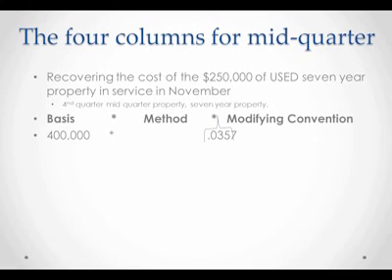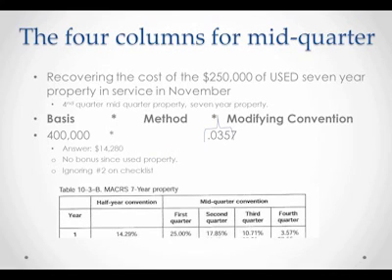The percentage is 0.357. So here's our answer. No bonus. Ignoring number 2. Here is our 7-year table. And this time we moved over all the way to the very last column in our table. And so it's year 1. So 3.57 is both our method and our modifying convention.